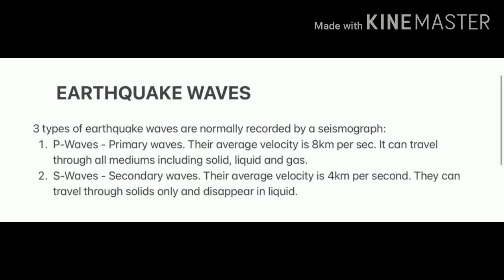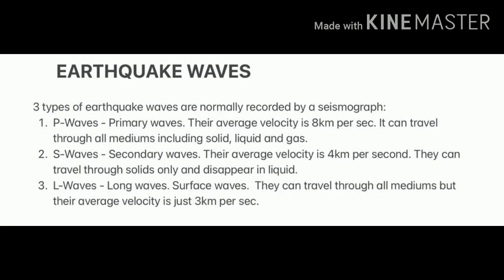Next, S waves. S waves, or secondary waves, are transverse like light waves. Their average velocity is 4 km per second. They can travel through solids only and disappear in liquids. Thirdly, L waves, that is the long waves, also known as surface waves, as they travel along the surface of the earth. L waves can travel through all the mediums, solid, liquid, and gases, but at an average velocity of just 3 km per second.